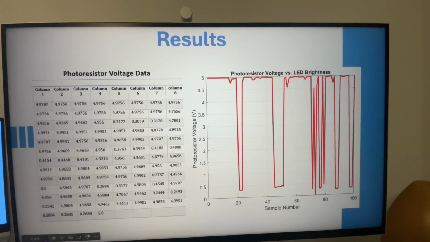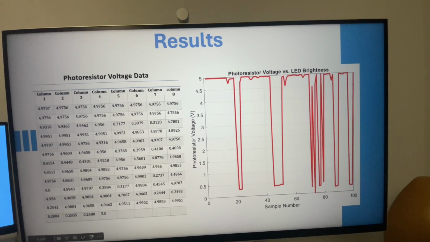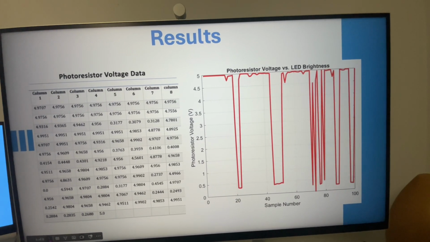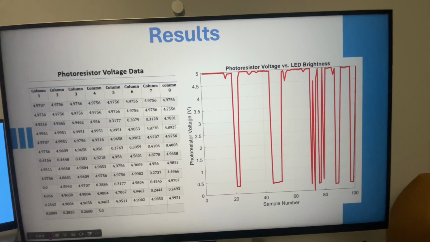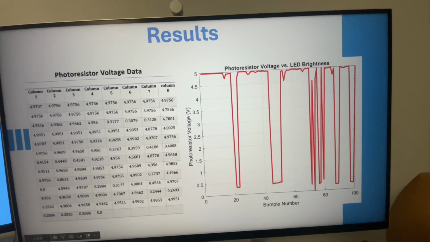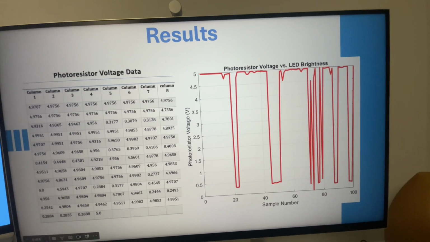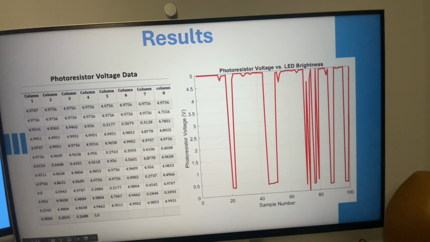Moving on to the results of the experiment, for the first part, we successfully programmed the Arduino to blink an LED in Morse code, representing the letter O. The resistor connected to the LED helped control the current and prevent damage to the LED.